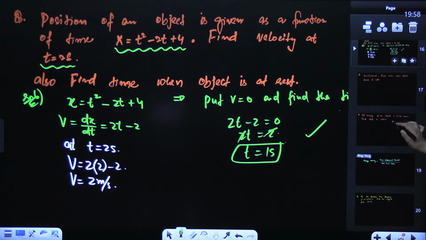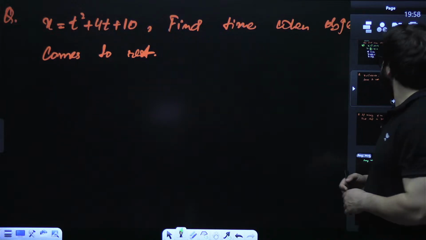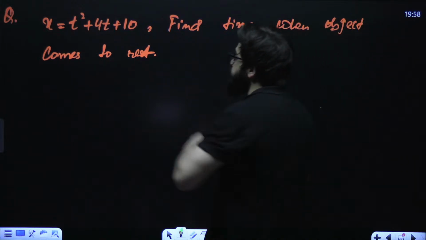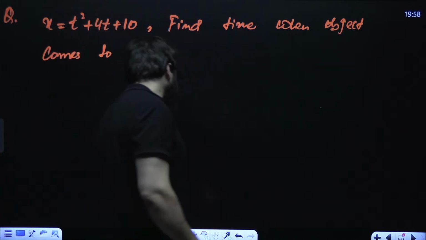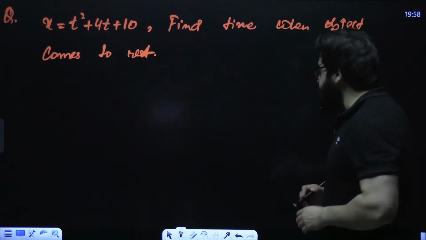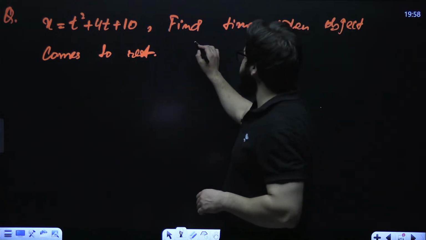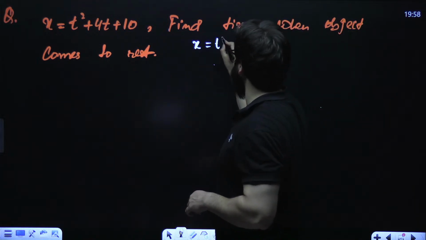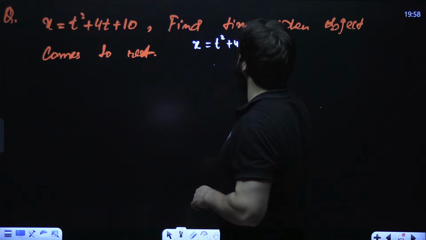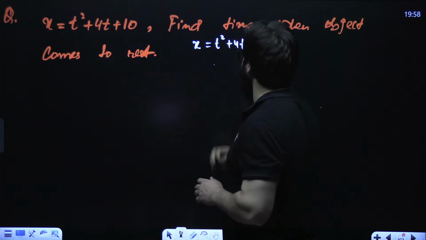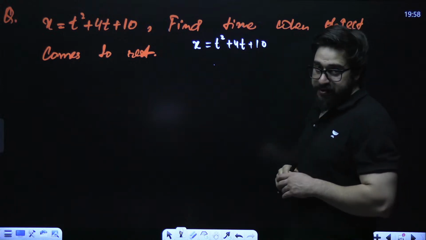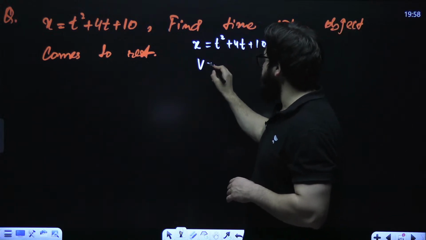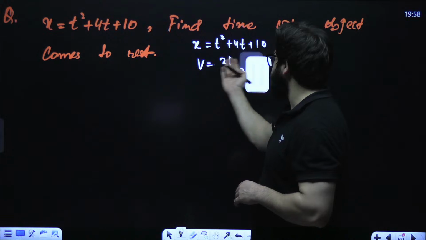Next. X is equal to t square plus 4t plus 10. Find the time when object comes to rest. This is an interesting question. Guys, see here, x is equal to t square plus 4t plus 10. And we have to find the time when object comes to rest. First, find the velocity.